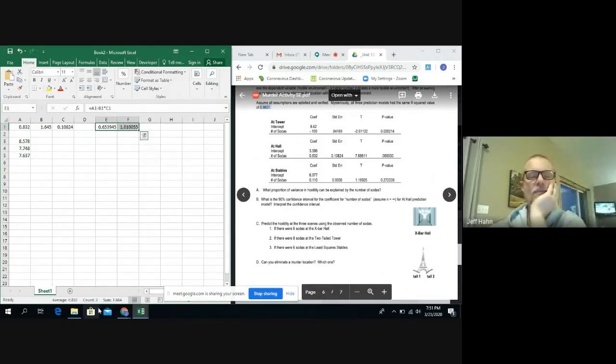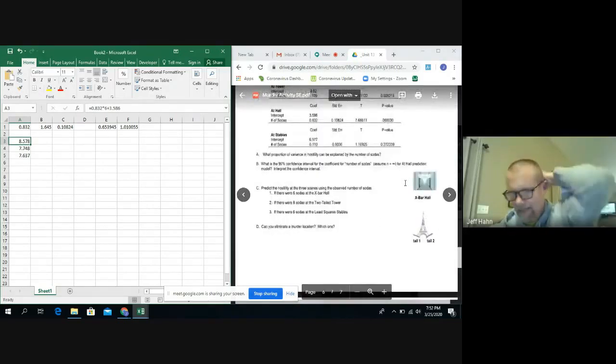So we are 90% confident that the true slope of the regression line that predicts the violence level from the number of sodas is between 0.6539 and 1.01 for X bar Hall. Then we move on and look at the next part.